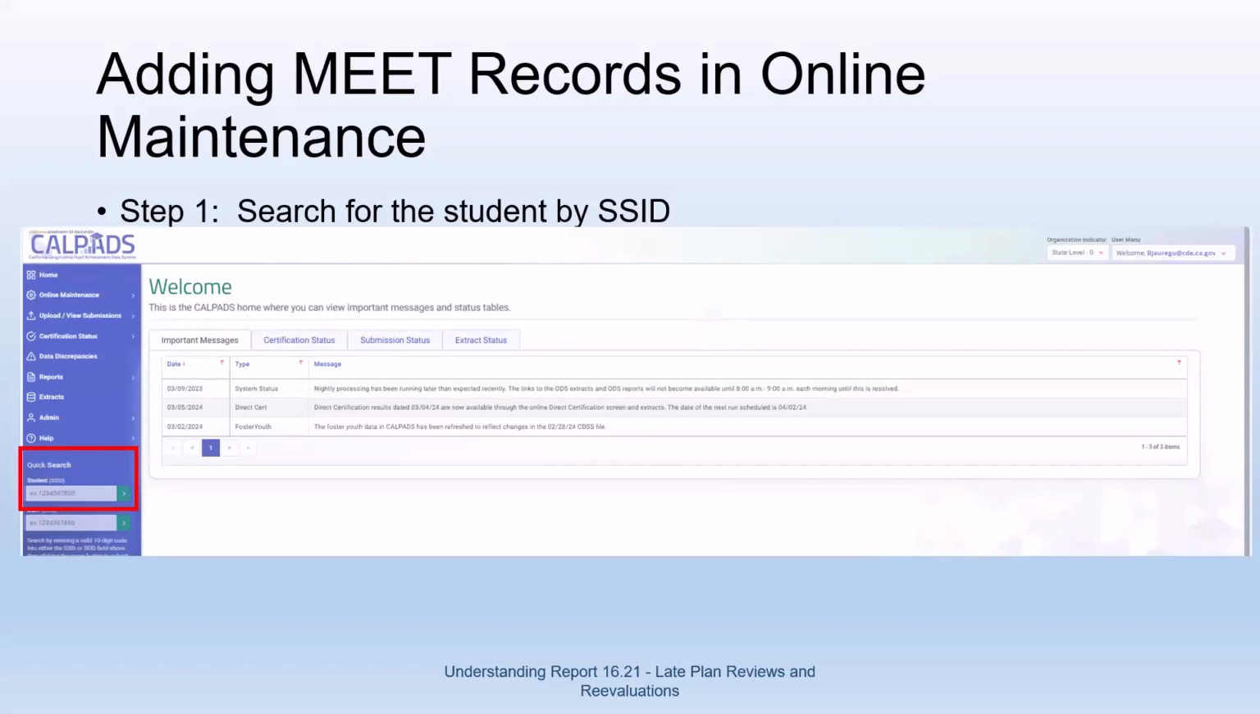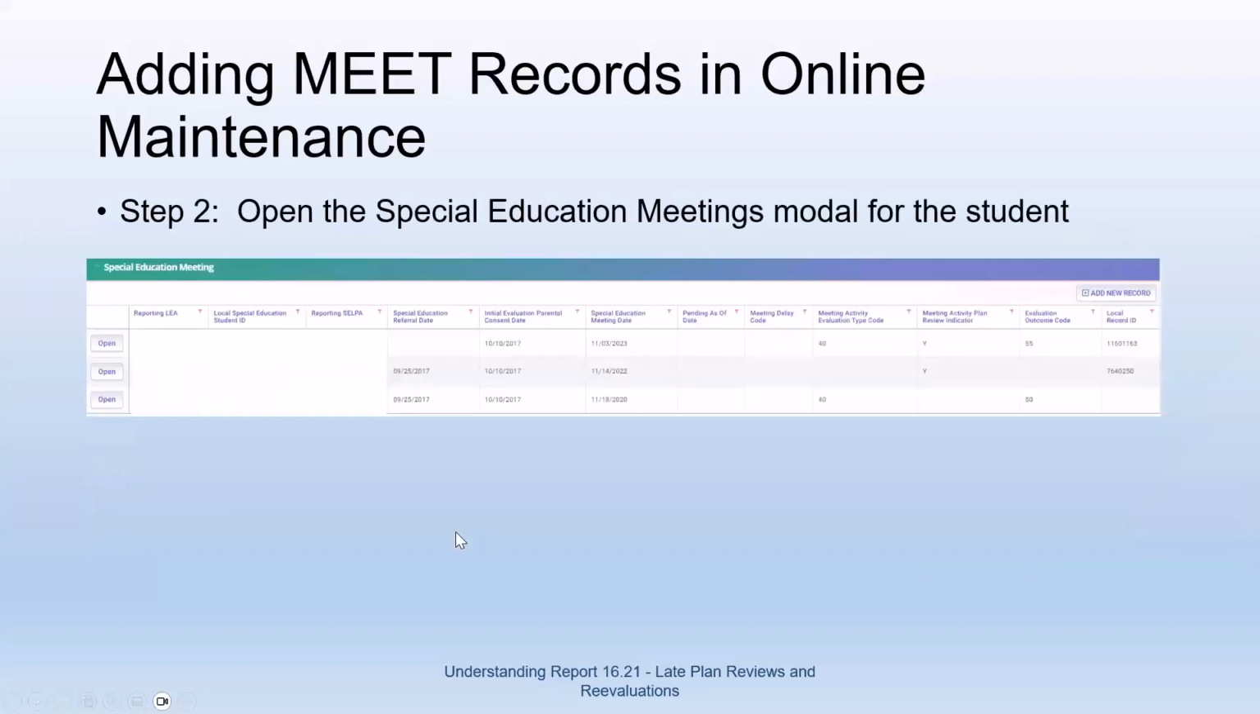So step one, you got to search for the student. So you need to add a meeting record for a student. So I'm going to do a quick search. On the CALPADS homepage in the left navigation bar, you'll see the quick search field. You type in the student's SSID and you click the little green arrow, okay?